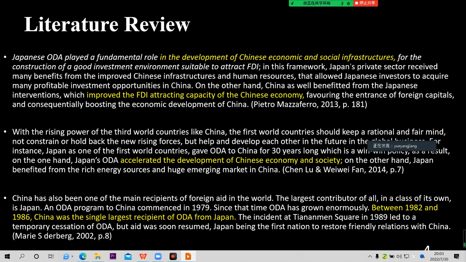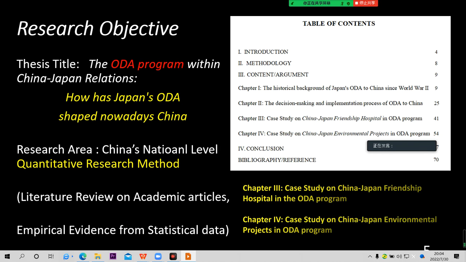And the third one is written by Maria S. Derberge in 2002. His opinion is that between 1982 and 1986, China was the single largest recipient of ODA from Japan. So all these authors put forward positive opinions that Japanese ODA really contributed to the Chinese economic rise and nowadays China's development.